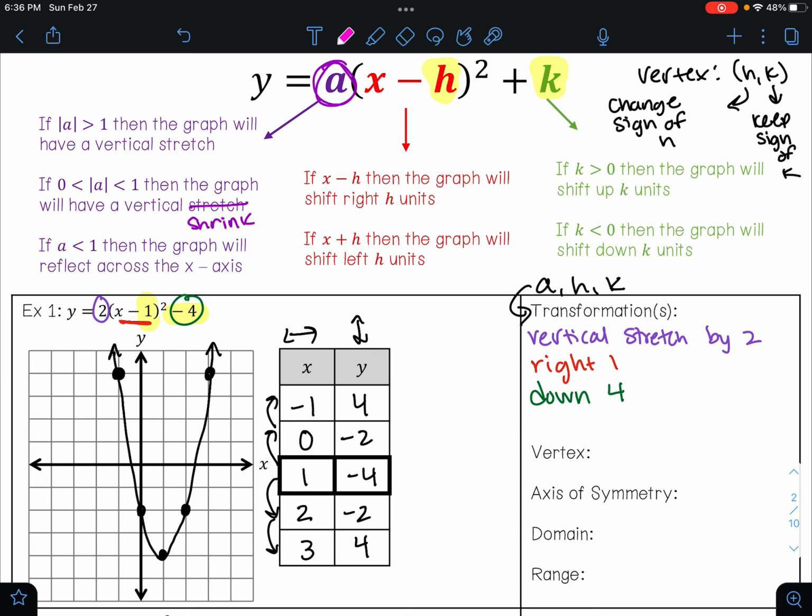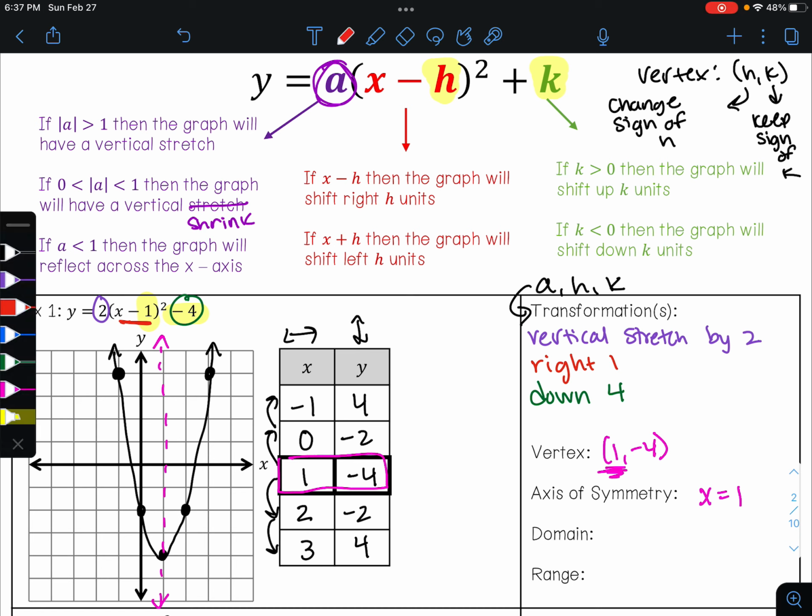So now that I have this parabola graphed, I can go ahead and find the other characteristics that they're looking for. Our vertex is the point 1, -4. The axis of symmetry is the line that cuts this parabola into 2 perfect pieces. And so that's going to be x equals 1.